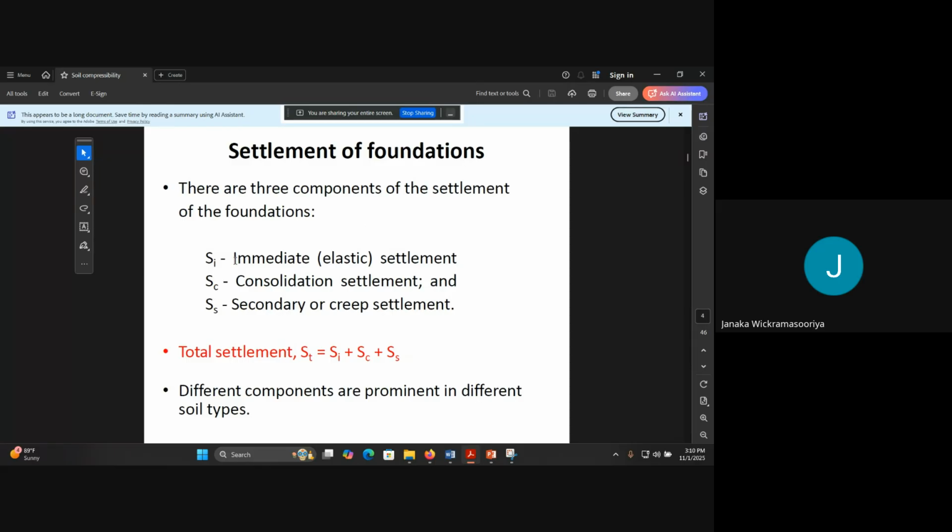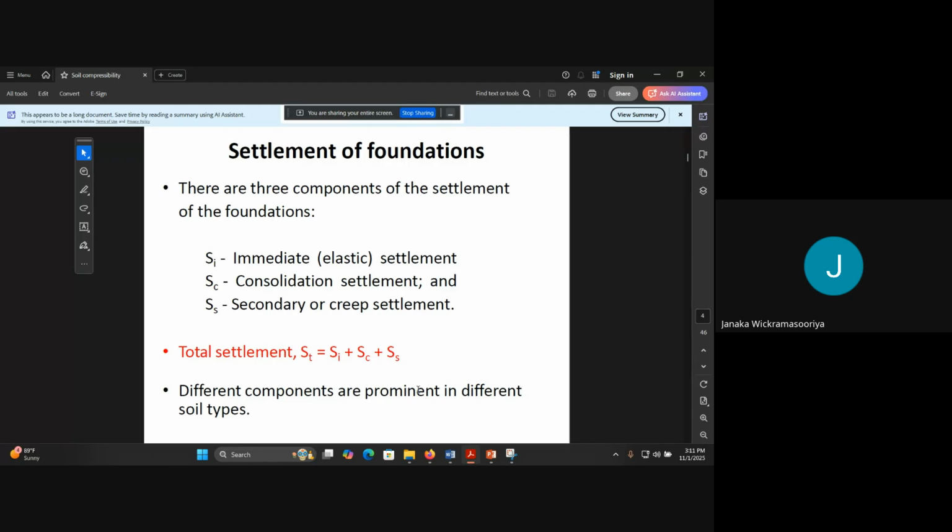Basically, there are three components of the settlement of foundations. The first one is the immediate settlement, then consolidation settlement, and secondary or creep settlement. Immediate settlement happens within a quick time, within a shorter period, and then consolidation settlement and secondary or creep settlement follow. The total settlement would be the addition of these three settlements.